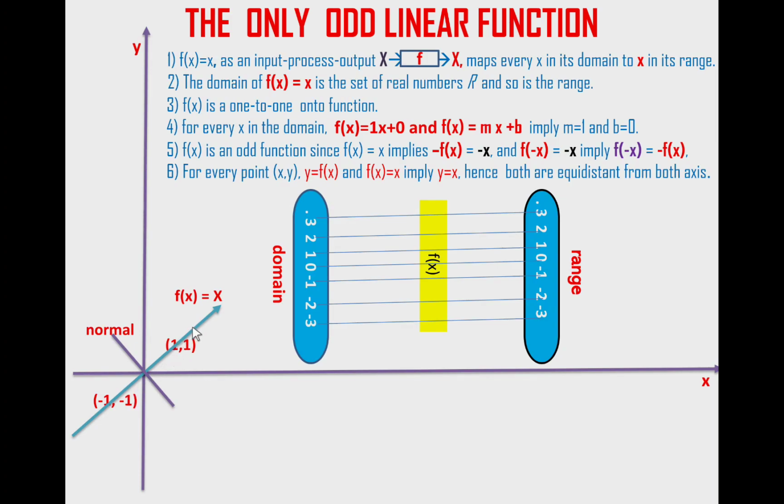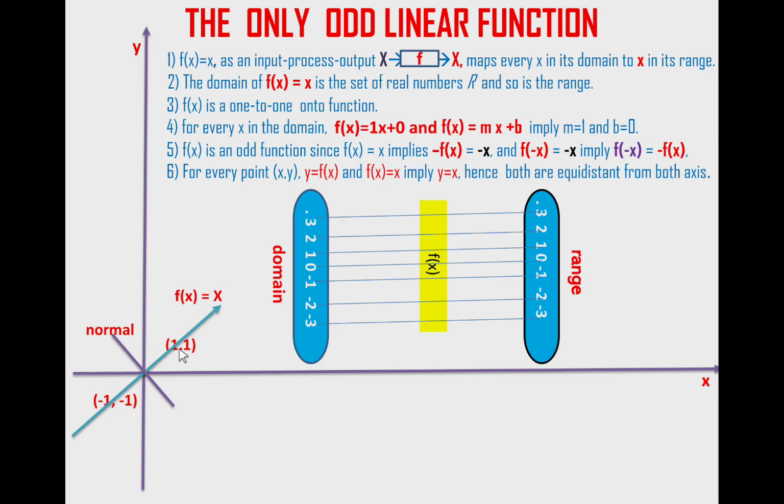Any point that lies on f of x equal to x, if you pick any point, then that point will be away from the x-axis the same amount that it is away from the y-axis. And this is what we mean by equidistant from both axes. Now that we have listed all the characteristics, let's go ahead and make some comments. But before we make any comments, we want to point out one thing.